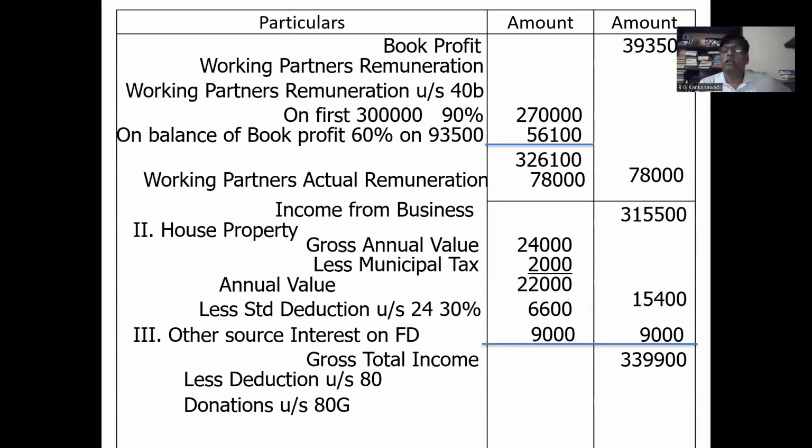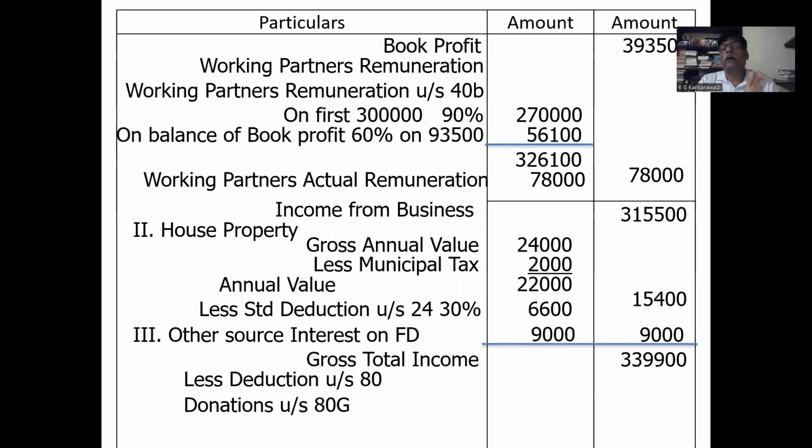To calculate the qualifying amount, 10% of adjusted GTI you have to calculate. GTI means 3,39,900. In that, you have to deduct 3 items: all other deductions, long-term capital gain, and third is share of association of person. If you check the items, none is there. So I think 33,990 is the 10%. And actual donation is 15,000. So 15,000 is less. 15,000 is fully qualified.